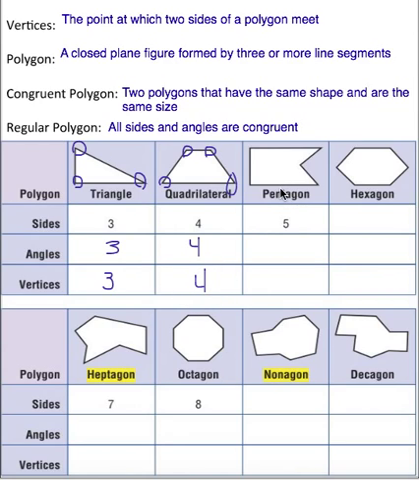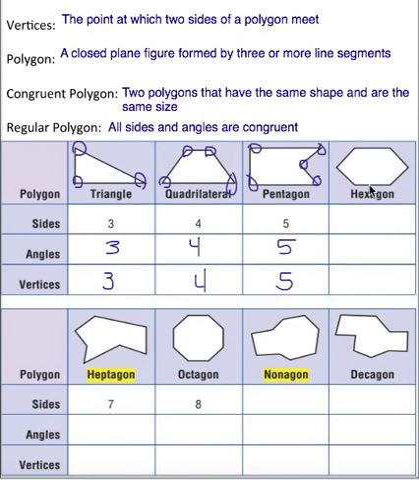So let's move on to our pentagon. This pentagon has 1, 2, 3, 4, 5 sides. And let's see how many vertices it has. 1, 2, 3, 4, 5. So 5 vertices and 5 angles.